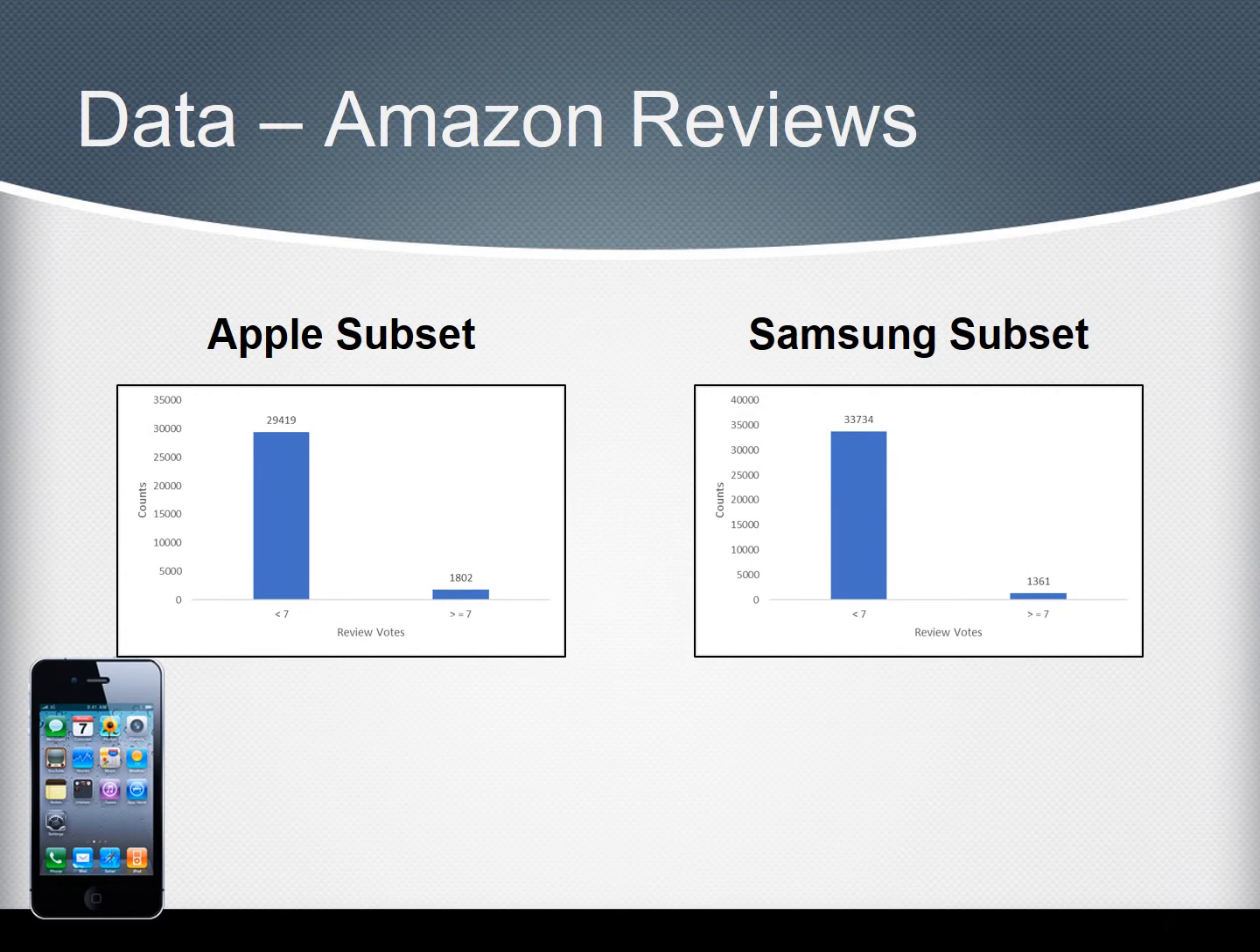Then we use the cutoff value of 7 to separate the Apple and Samsung datasets into helpful and not helpful. For the Apple dataset, we get about 29,400 not helpful reviews and 1,802 helpful reviews. For the Samsung dataset, we get about 33,700 not helpful reviews and 1,361 helpful reviews.